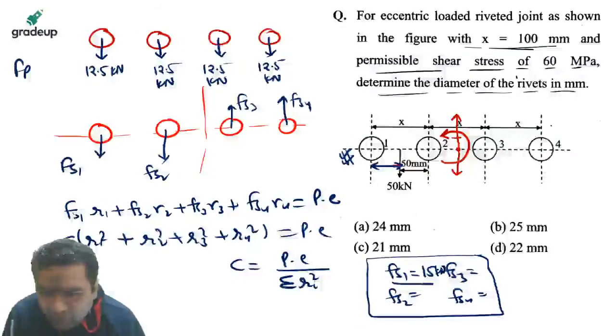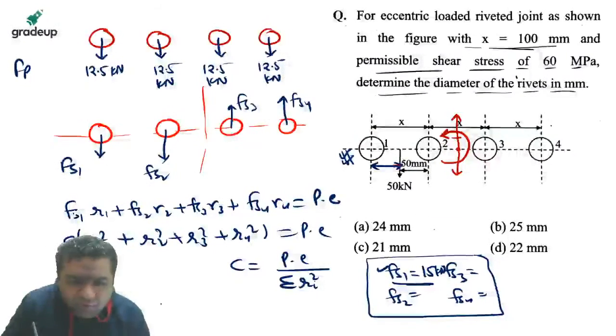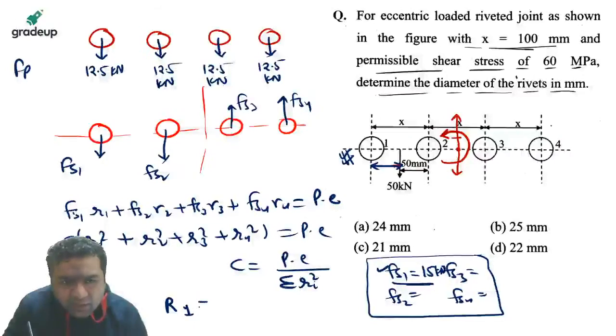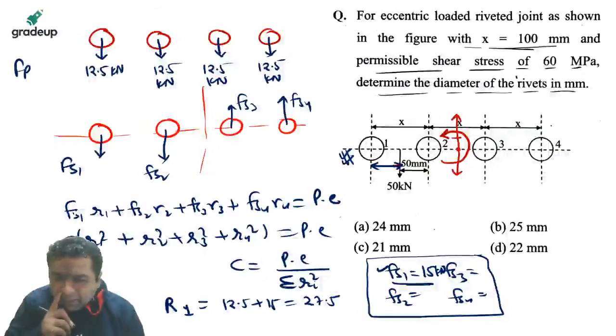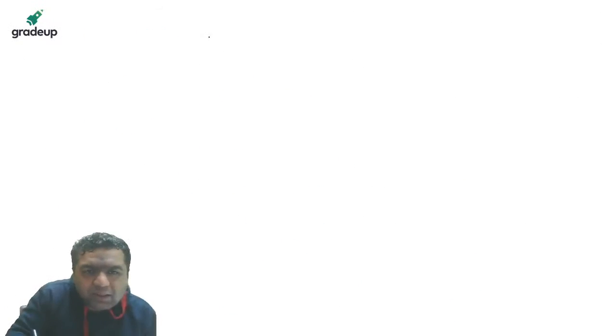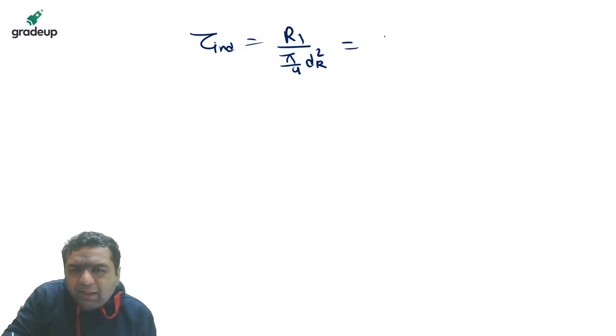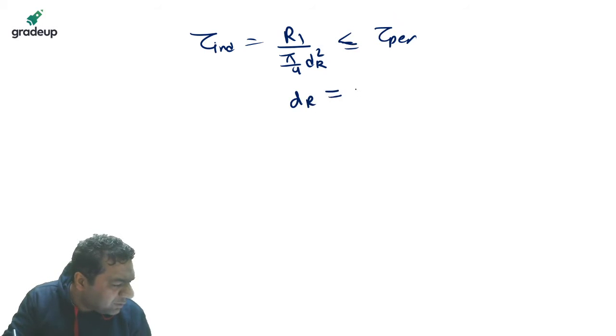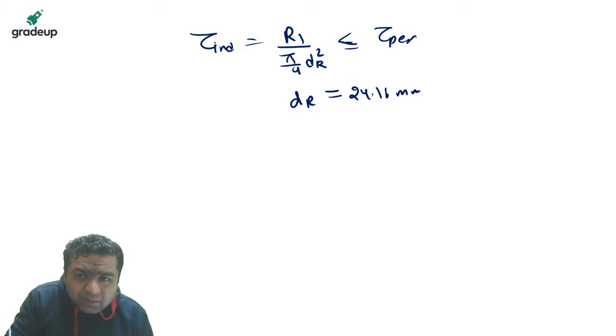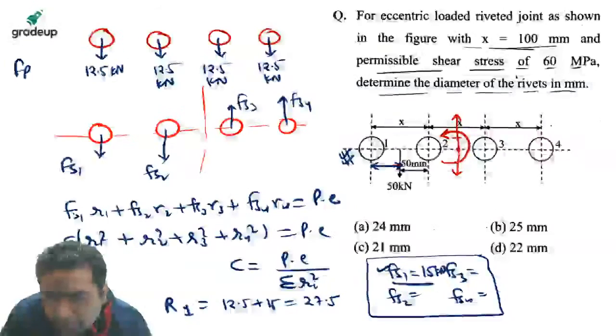So if you are getting Fs1, you know secondary force is shear, primary force is shear. So when you will be finding out the resultant force in rivet 1, you will be getting 12.5 plus 15, it will be coming out to be 27.5. And that is maximum, so design will be done by this only. So tau induced will be nothing but F1 divided by pi by 4 d square, less than or equal to tau permissible. This will give you the diameter of rivet to be 24.16 mm. Near to that we will be taking 25 mm. So guys, the answer will be coming out to be B for this.